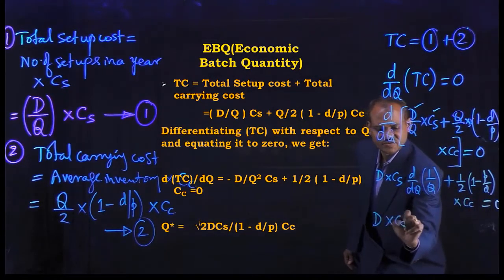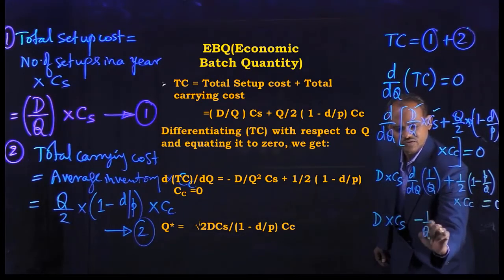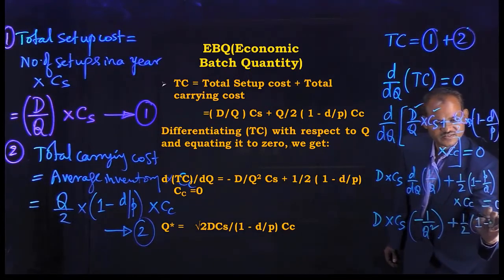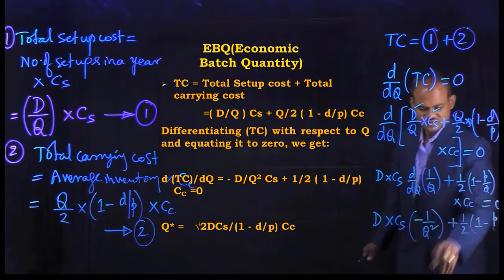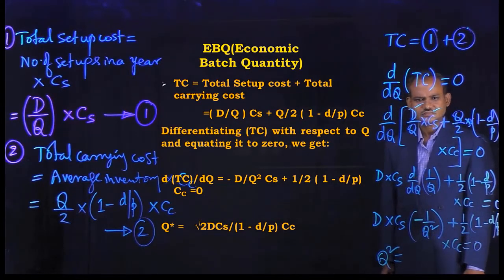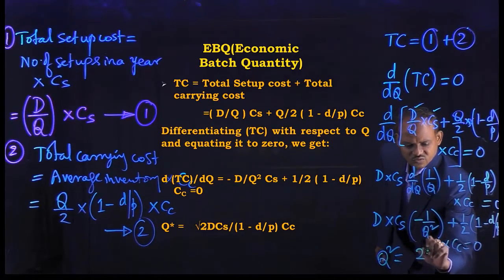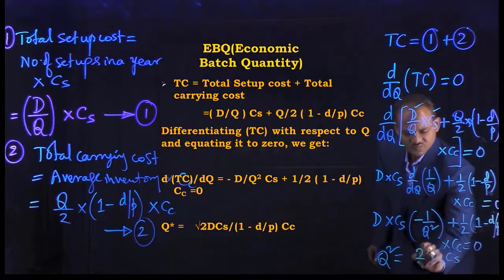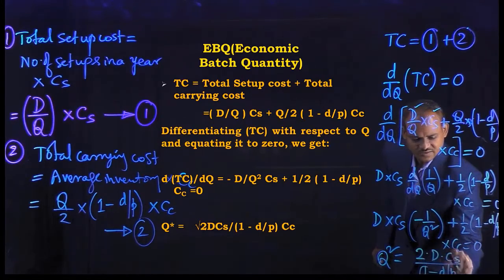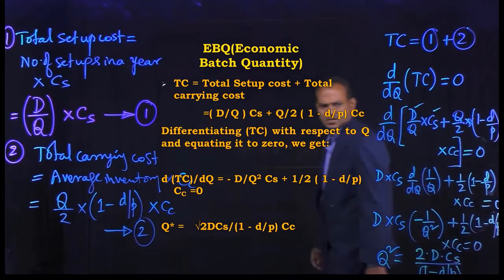This implies D into CS, d by dx of 1 by x, that means minus 1 by x square, is minus 1 by Q square, plus 1 by 2, 1 minus d by p, not p by d. After adjustment, Q square is equal to 2 into D into CS divided by CC into 1 minus D by P. This you will get.